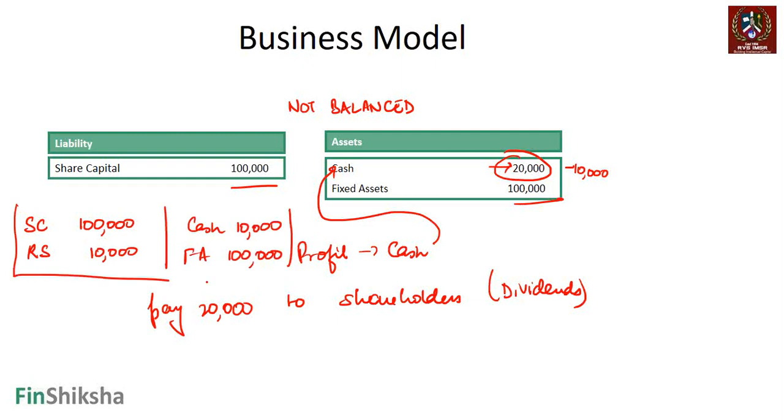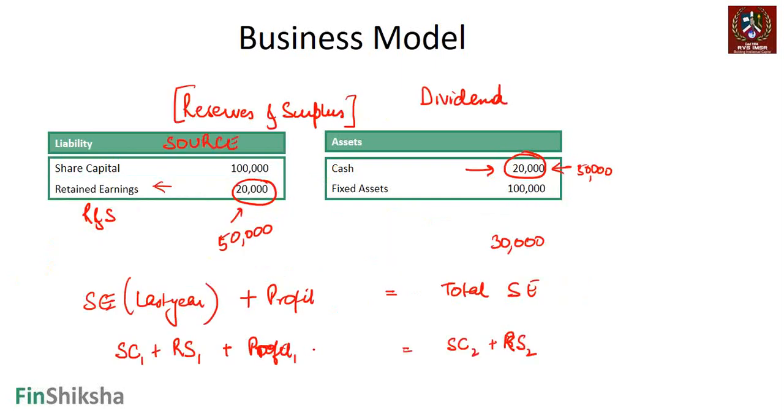This is a very simple hypothetical company that we're looking at. What we are basically saying is that if you have paid something out as dividend, you have to remove that from your overall equation. So last year's share capital plus last year's reserves and surplus plus the profit you made this year minus any dividend you paid this year is going to give us the share capital and reserves and surplus for the next year. Let's do this calculation.